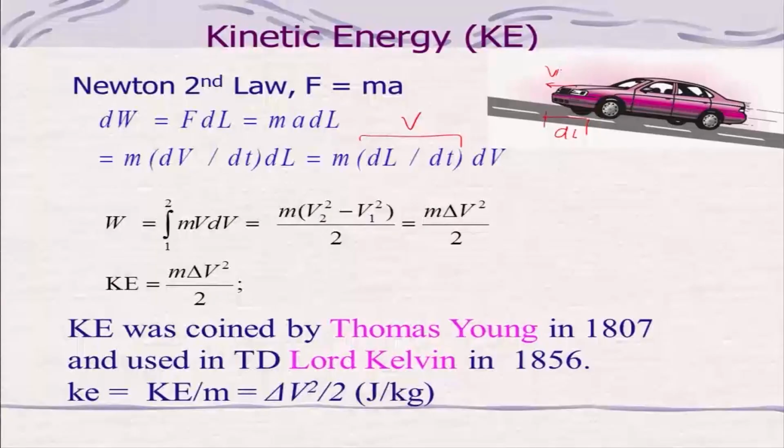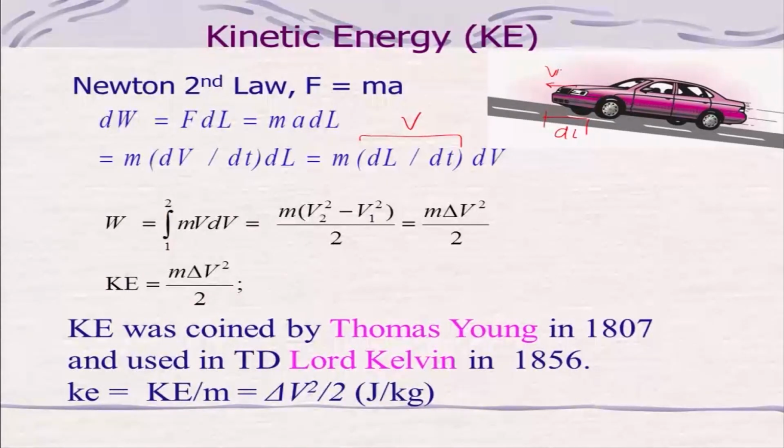With reference, it is with respect to the road, right, isn't it? So that means that all the displacement, velocity, and acceleration, whatever we are doing, we are having reference to the road, right? So this kinetic energy was coined for the first time by Thomas Young in 1807, and later on it was used by Lord Kelvin in thermodynamics around 1856.